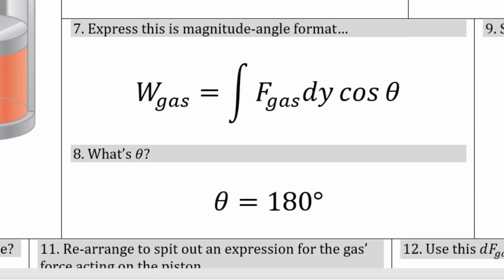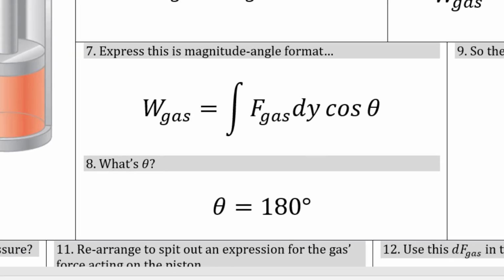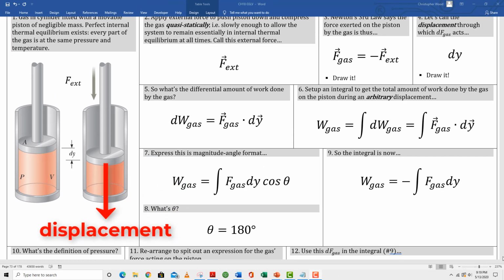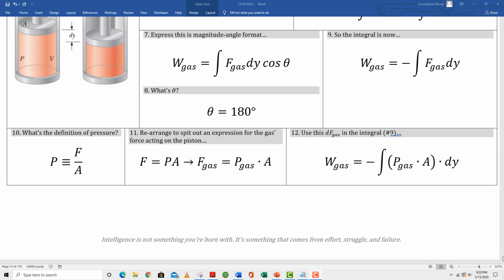For the integral expressed in box 7, theta is talking about the angle between the displacement vector and the force vector. In this case, the displacement vector is pointing downward in the negative y direction. The gas itself, or again, working substance, is exerting an upward force. Why? Because Newton's third law says if I'm pushing down on the working substance, it will push up on me. So box number 9 contains our latest and greatest version of the work integral, but we can still do more.